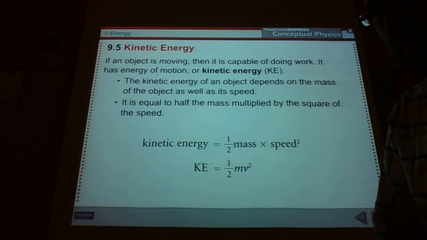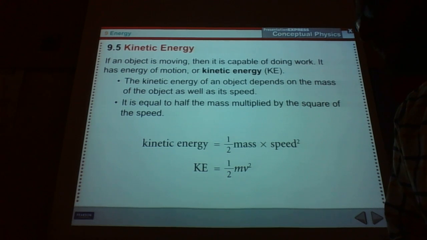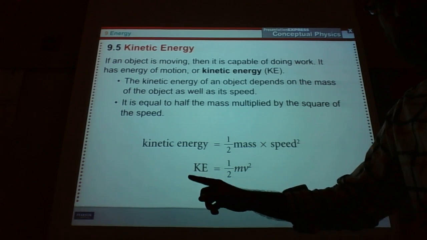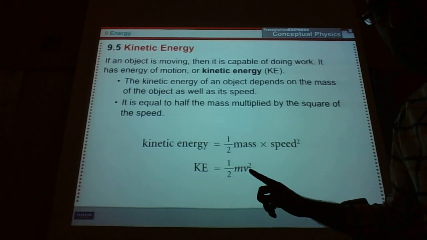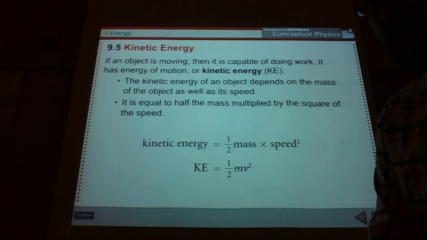And I'll show you the potential energy equation in just a minute. But kinetic energy equals half the mass times the speed squared. Okay, I'll repeat that one more time. Kinetic energy is half the mass times the speed, or the velocity, squared.